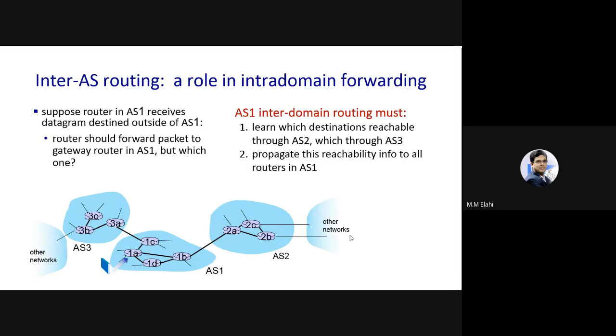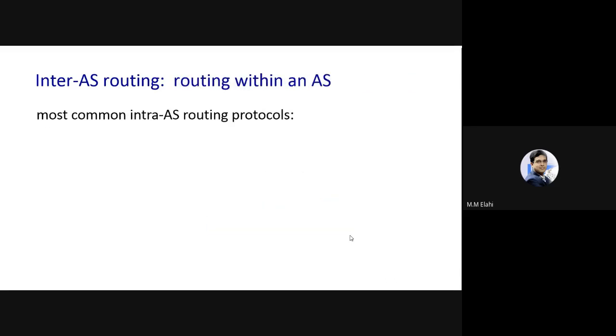So the internal routers 1A, 1D have to have some information. If the destination is connected to autonomous system 2, then it must forward to 1B. If the destination is connected to autonomous system 3, then it must forward to 1C. So that is how inter-autonomous system routing has the role of fixing entries in a routing table.